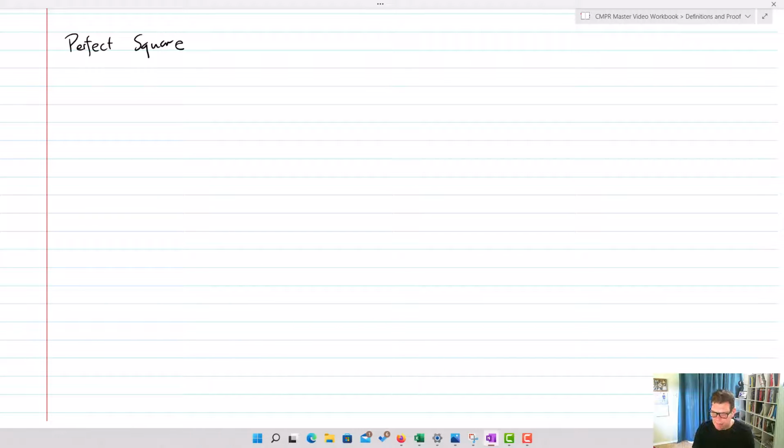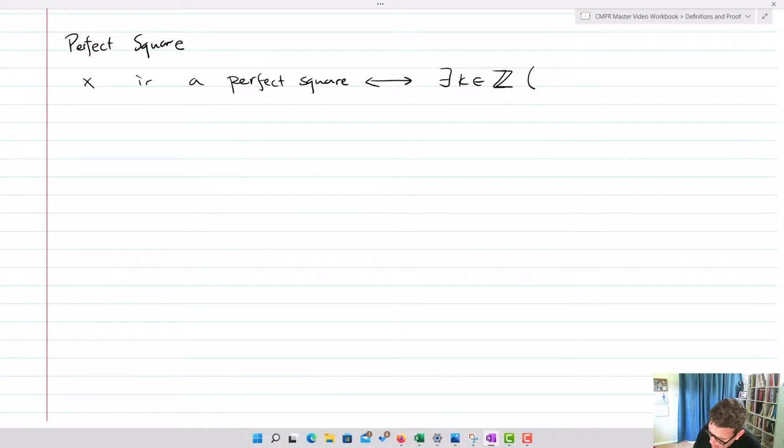So the next one that we want to look at is this thing called the perfect square. And you probably know what perfect squares are, like 25 or 16 or 1, for example. The idea of a perfect square is x is a perfect square if and only if there exists an integer, and we'll call that integer k, belonging to the integers, such that k squared equals x. So we've got to be able to find an integer, and if I square that integer and I get x back, then it's a perfect square.